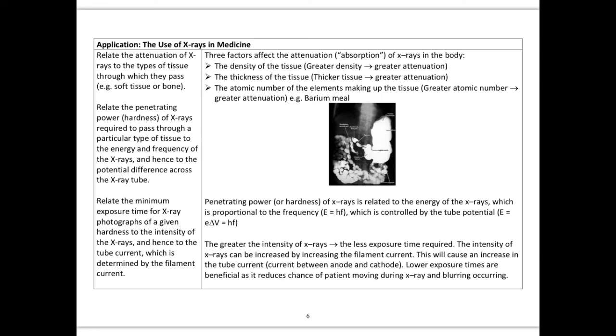Finally, if we want to increase the intensity of the X-rays, and we often want to do that so that we can get a really good picture more quickly, we need less exposure time for that X-ray, because if we can lower that exposure time, that means there's less chance of a patient, for example, moving during the X-ray and then blurring occurring. Well, we can achieve that increase in intensity by increasing the filament current. If we increase that filament current, that filament gets hotter, more electrons get excited near its surface, so more electrons can be, if you like, sucked off that filament towards the target.